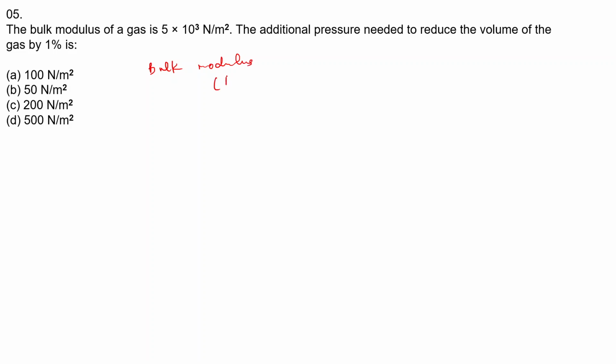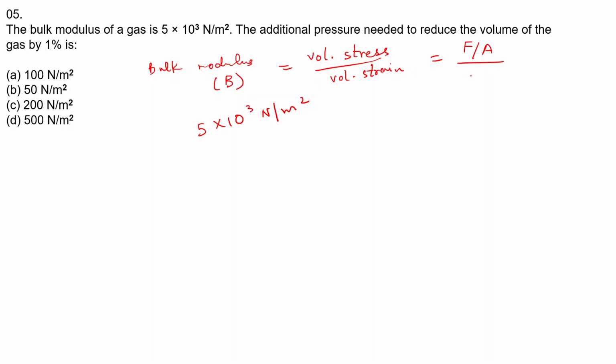This bulk modulus we can denote using capital B. What is the formula? Bulk modulus is volume stress divided by volume strain. We have been given the value of bulk modulus, and we need the additional pressure. Volume stress means force per unit area, and volume strain means the change in volume divided by original volume. Force per unit area is also called pressure. So we need to find the pressure needed to reduce the volume of the gas by 1%.